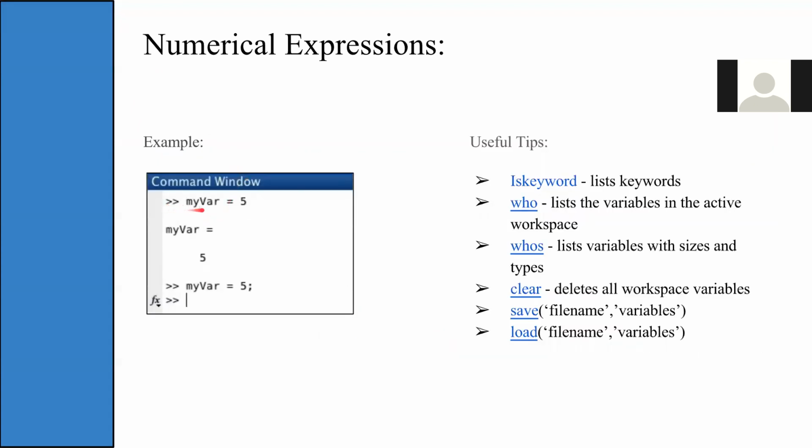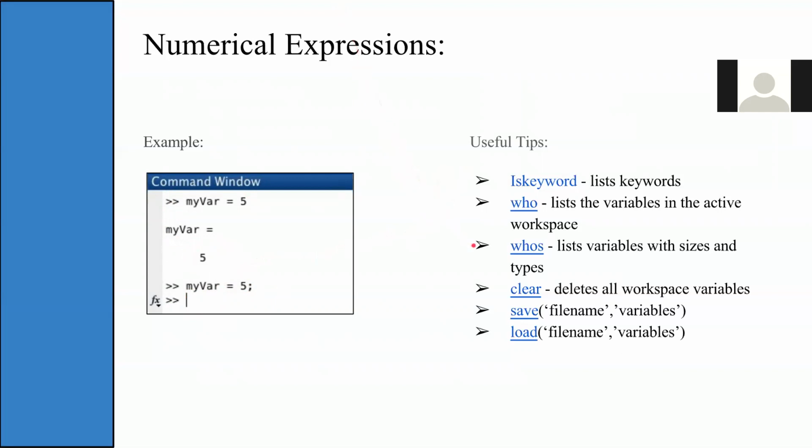We have our prompt. We assign myVar the value of 5, and after we run that, it will give us exactly what we typed in. However, if we suppress the output with the semicolon, it will just return the prompt. So this is a good thing to do when you write longer programs and longer scripts because you don't want a bunch of text or matrices being displayed to the screen. It slows the process down.